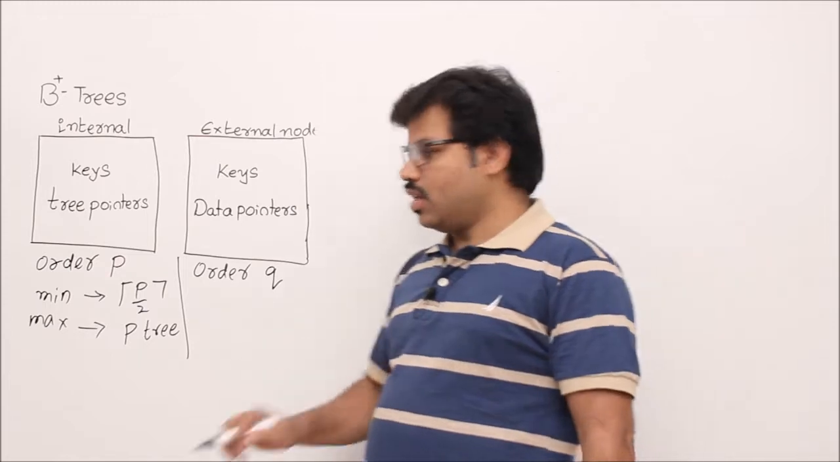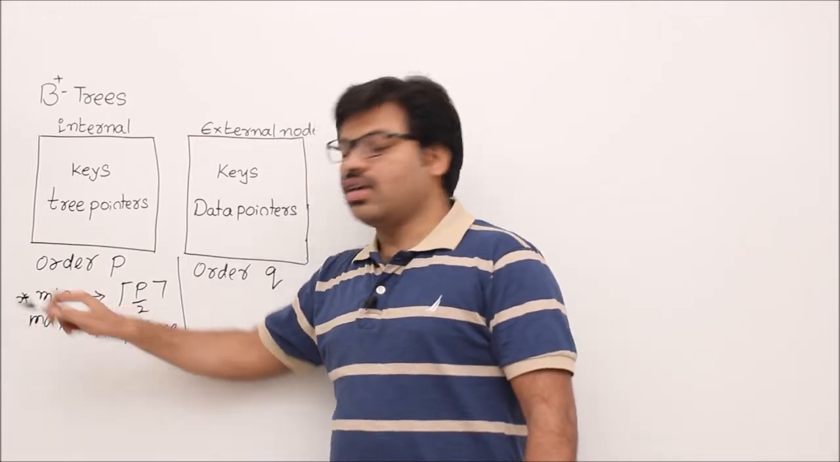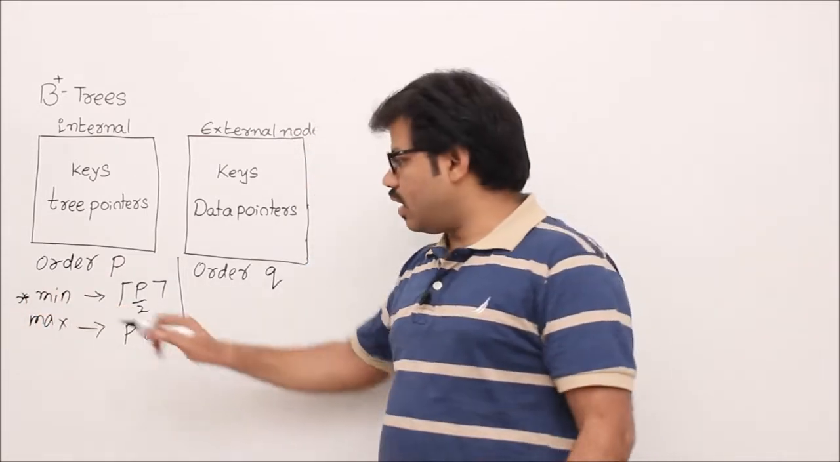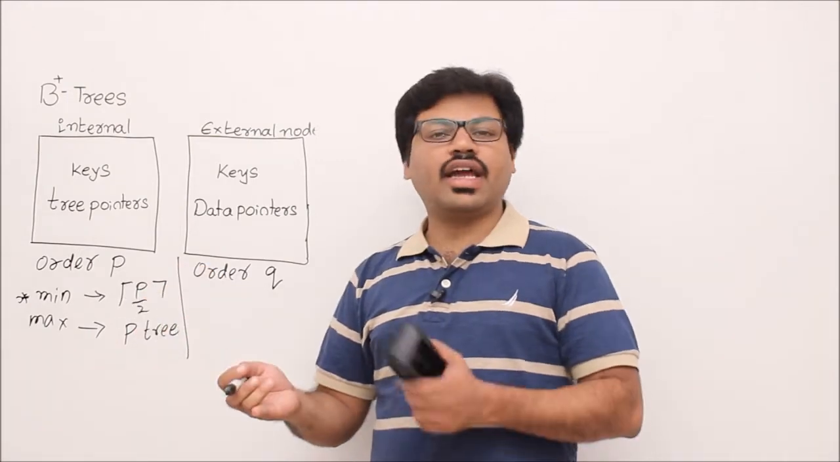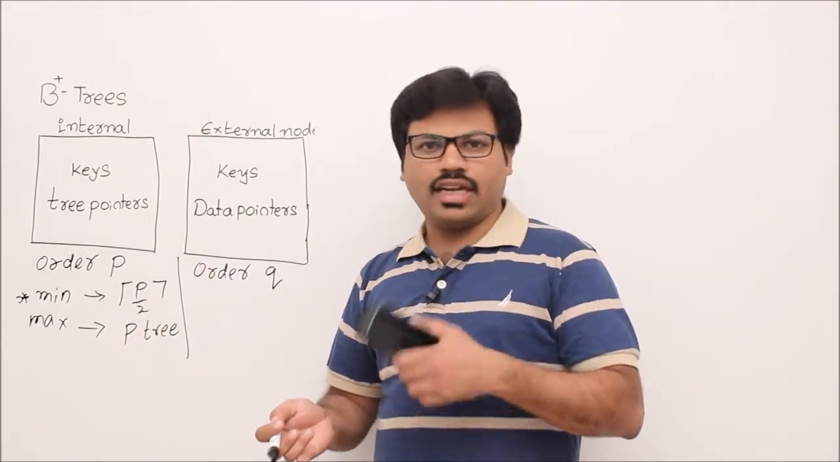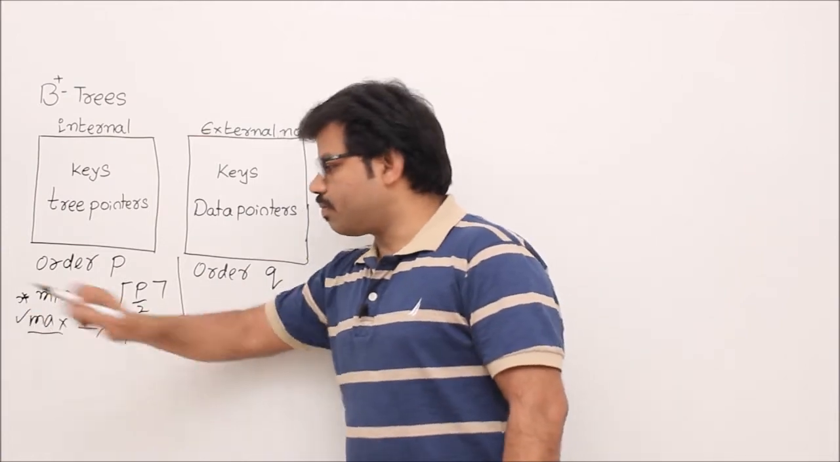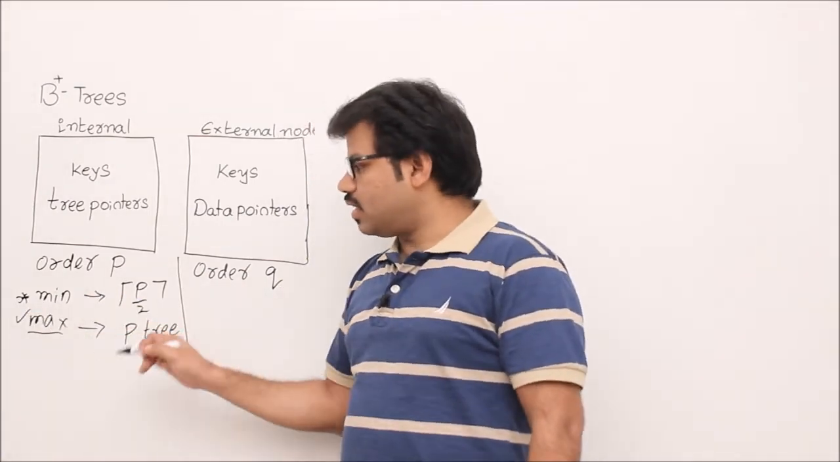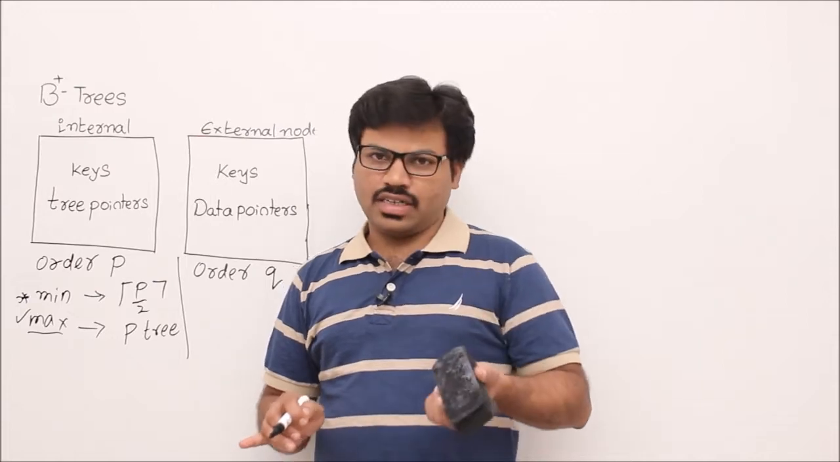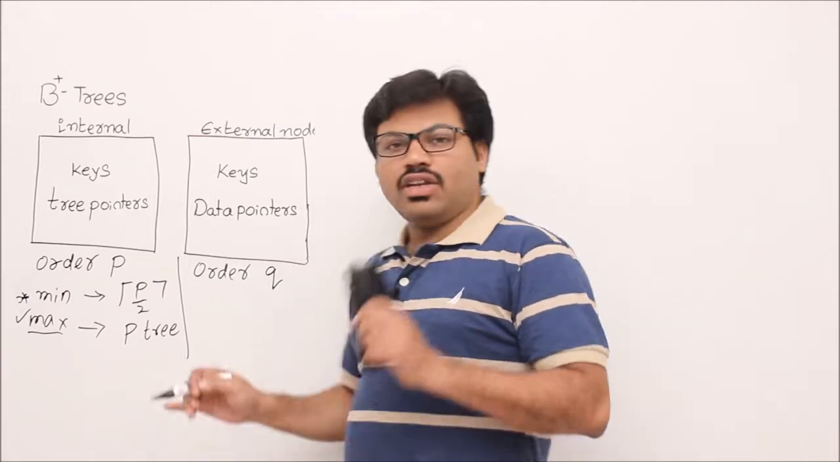Now, one more thing. This minimum condition is only for non-roots. That means for the root there is no such restriction, because the root can have any number of keys and any number of pointers. Of course, the max condition is for everyone. There is a restriction on the max condition, but there is no restriction on the min condition, right? So I will tell you the reason.